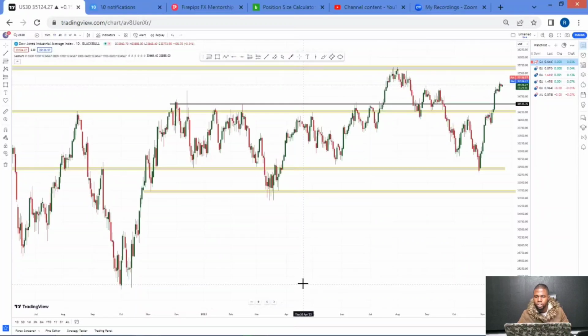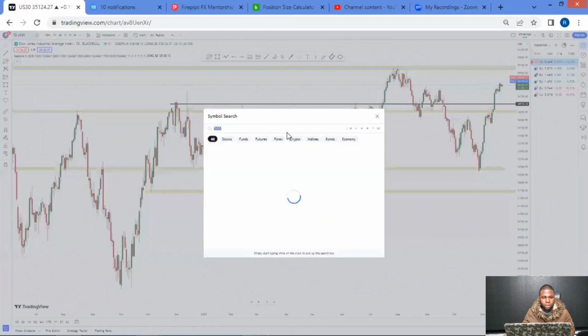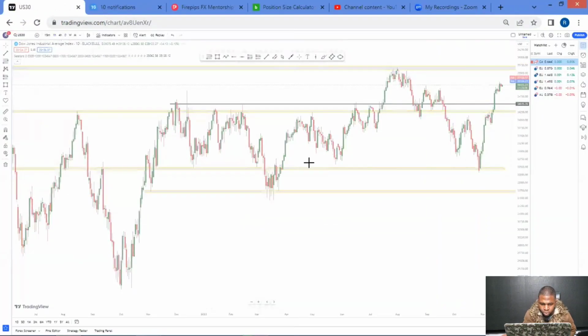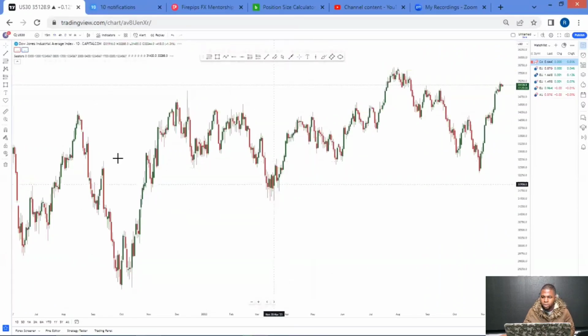Will I be able to touch this? Okay. Let me get another one. US 30, US 30. Capital.com. I love capital.com.